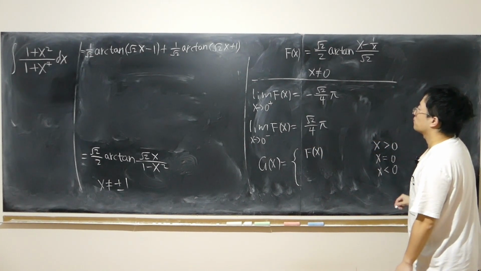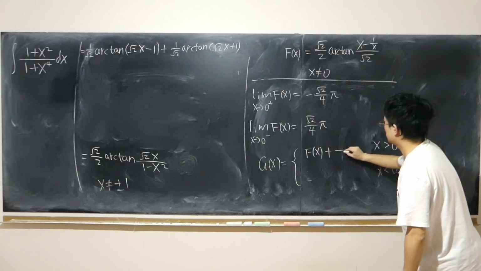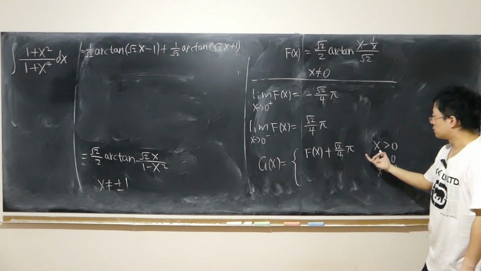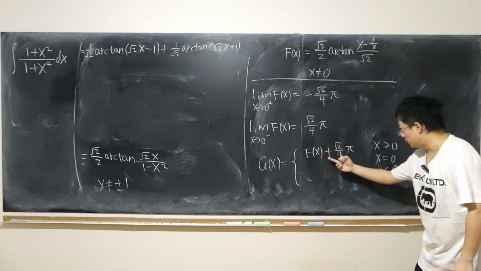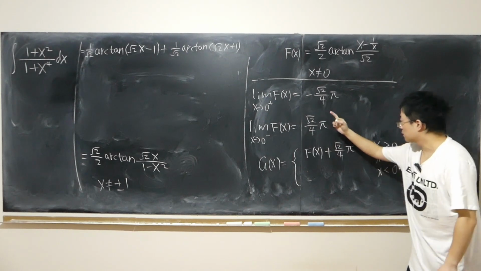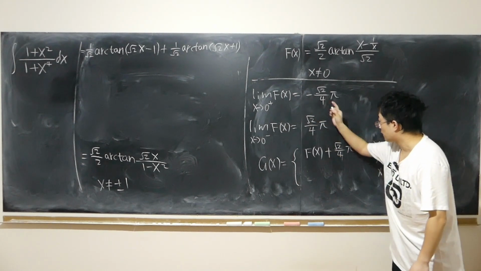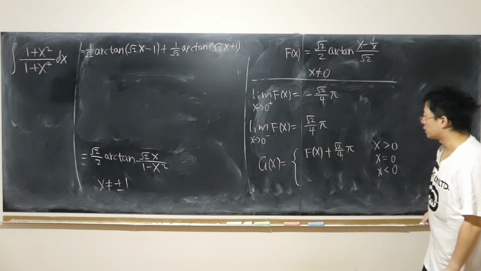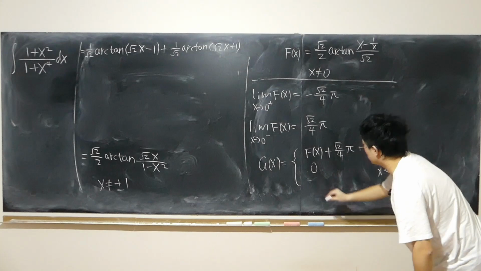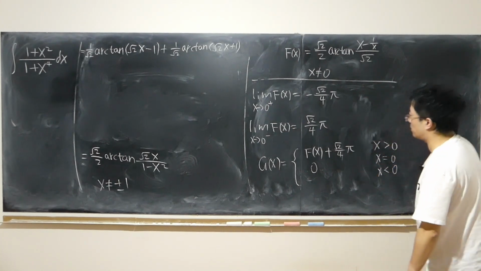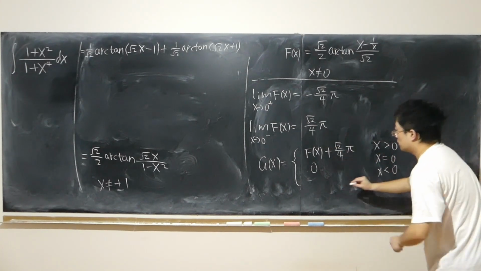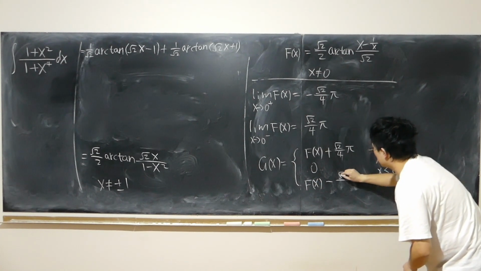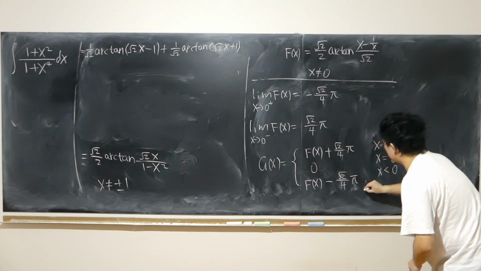I say plus square root of 2 over 4 times pi. So the limit of this is just, because this is approaching that. So plus this is approaching 0, right? So I define x 0, I define it to be 0, right?